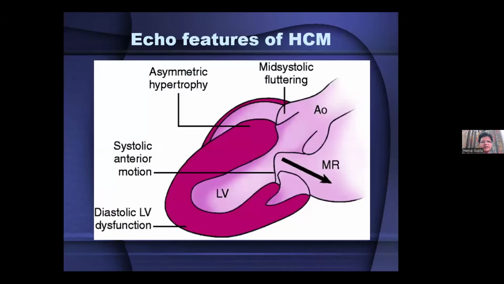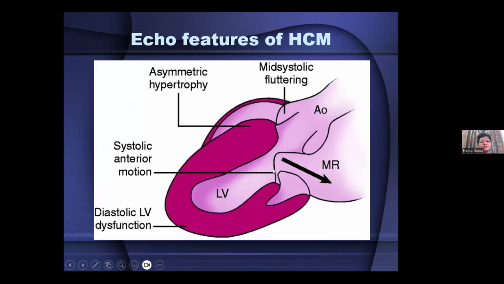Again, a schematic diagram for the features of hypertrophic cardiomyopathy. See it properly so that once we discuss in the subsequent slides, you will know what all we need to see. This is asymmetric hypertrophy, okay? Asymmetric, this area is more hypertrophied, although the rest are also, but the septum is more hypertrophied. There is a systolic anterior motion of the mitral leaflet.